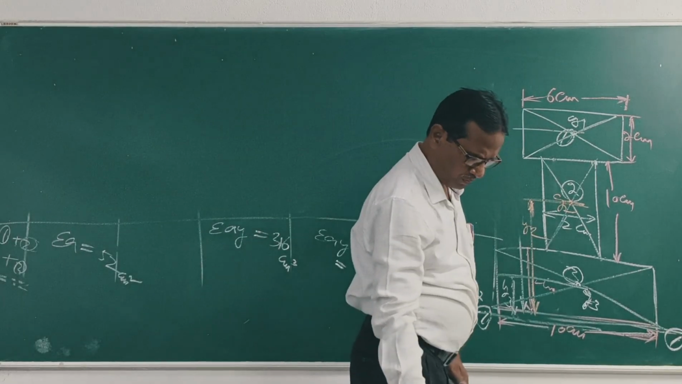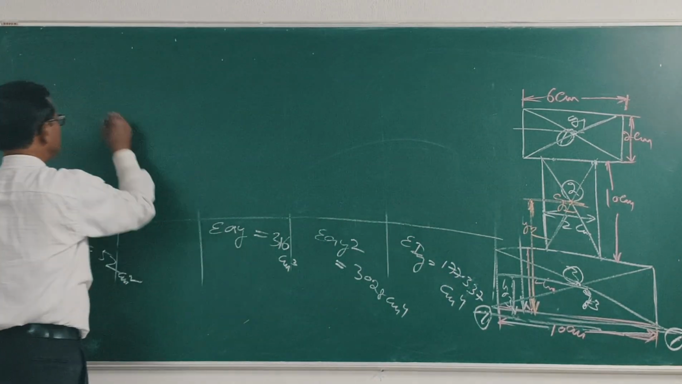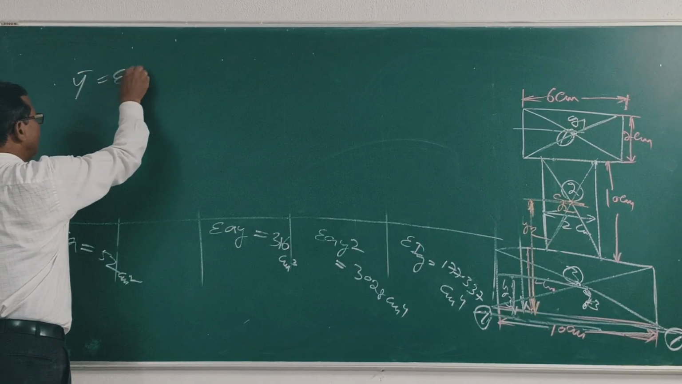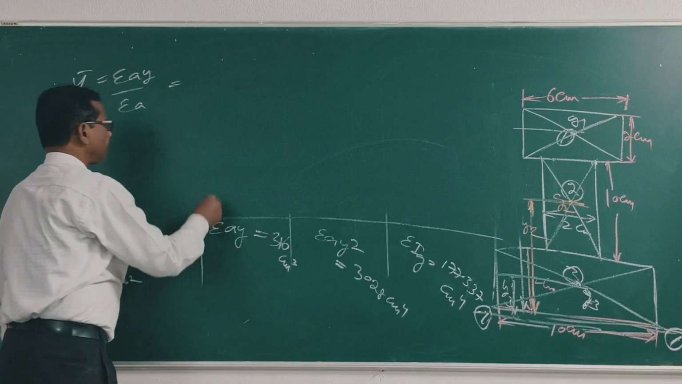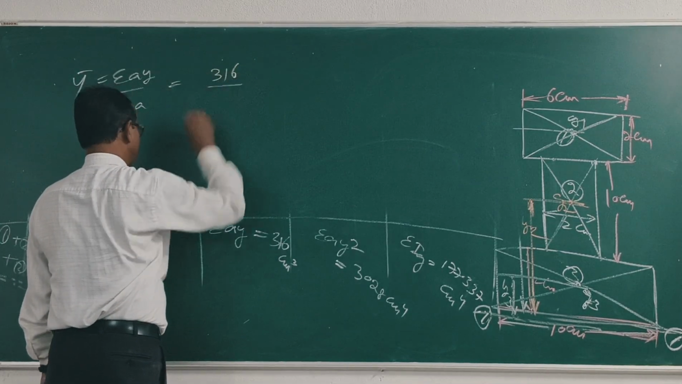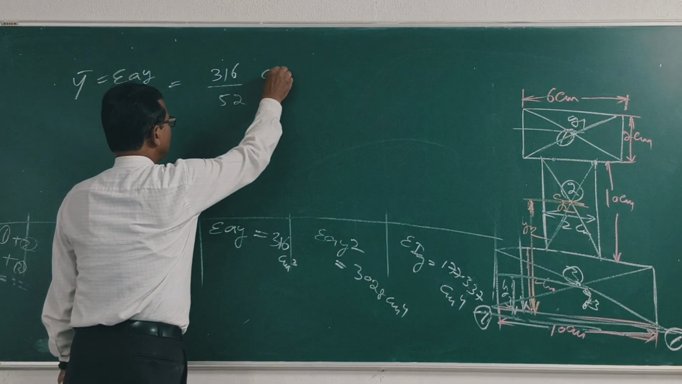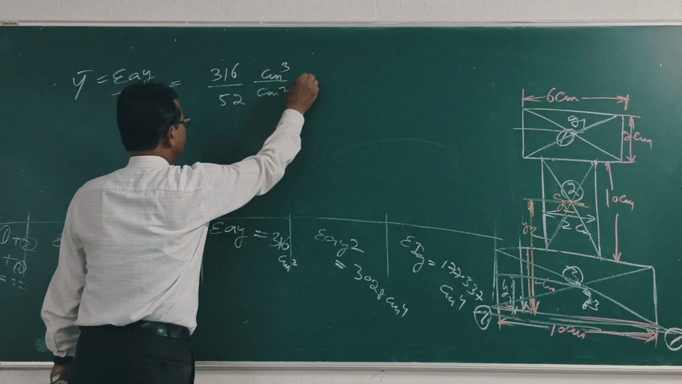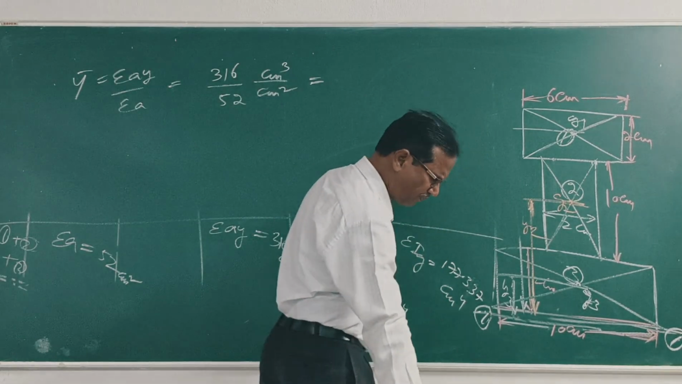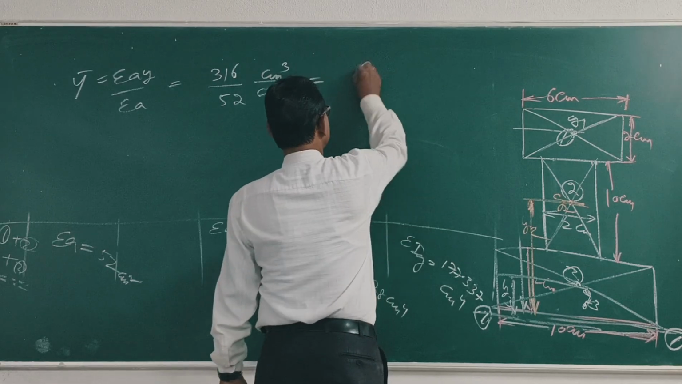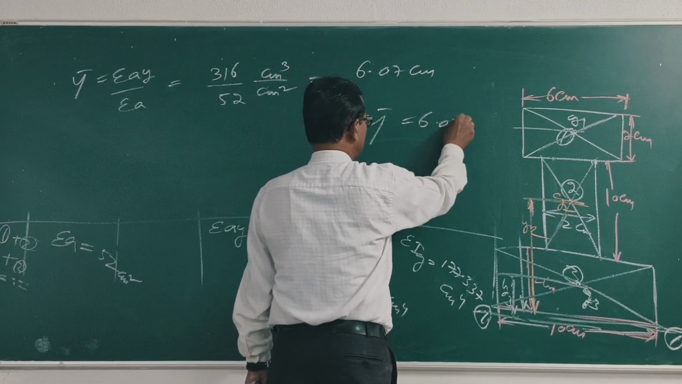Now y bar. What is y bar equal to? Sigma A y by sigma A, summation of A y, 316 by sigma A 52, cm cube by cm square. The answer is cm. Clear? 6.07 cm. So y bar is equal to 6.07 cm.